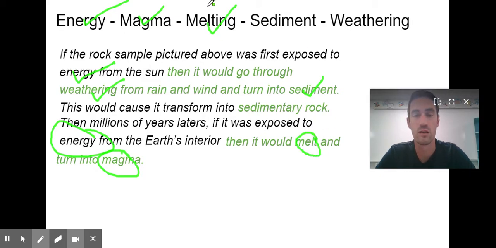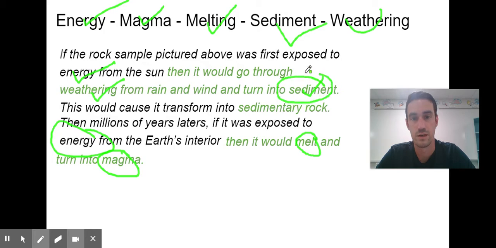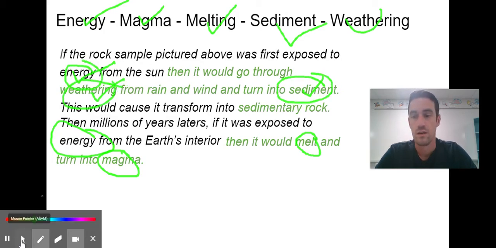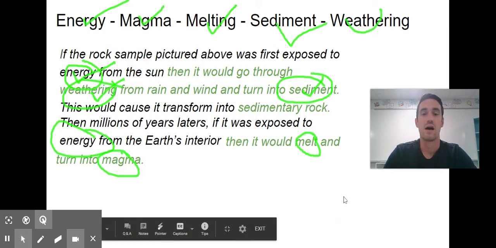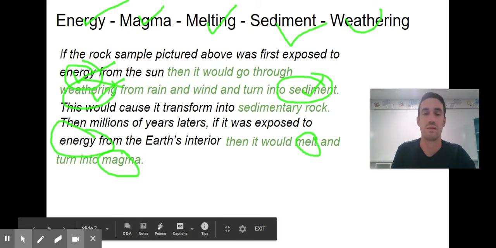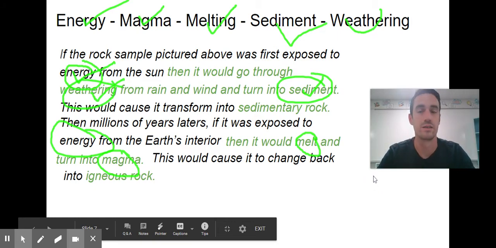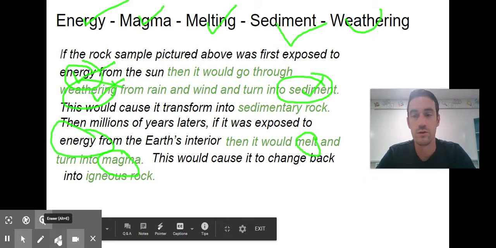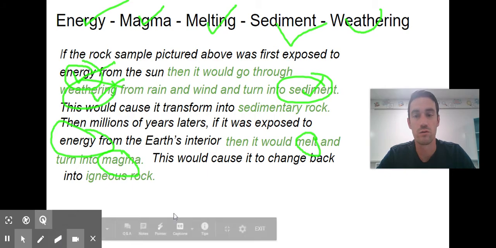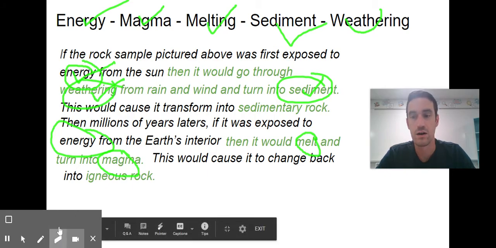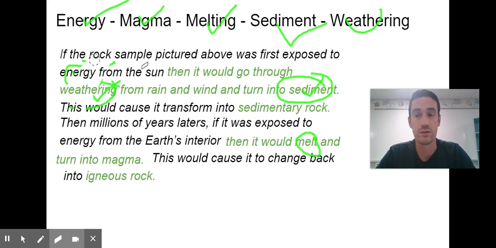And so I've used all of my vocab words so far because I used sediment and weathering earlier in this, as well as energy. So now I can finish my claim. If I'm having rock that melts and turns into magma, eventually this would cause it to change back into igneous rock. So what I can do in here is actually look at one rock sample and see how it would cause a lot of change over millions of years.